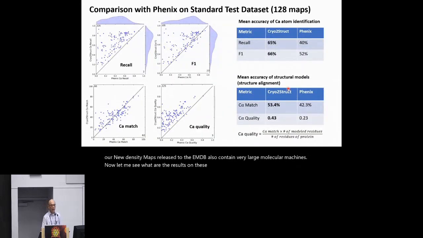First, we evaluate the carbon alpha recognition results, how accurately our transformer can identify carbon alpha atoms correctly. We use 2 metrics. One is recall, the percentage of correct carbon alpha atoms that have been identified. Another is the F1 score, which considers both recall and precision, how accurate your prediction is. So you can see Cryo-Struct has a 65% recall, 25 percentage points higher than Phenix. And the F1 score is also 14 percentage points higher than Phenix.